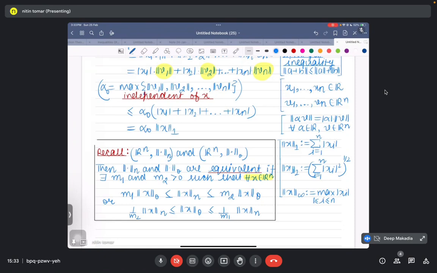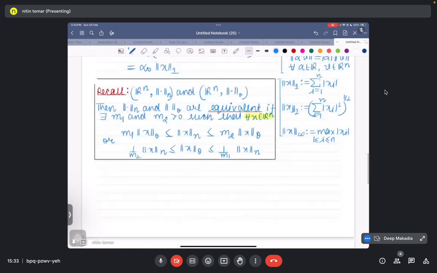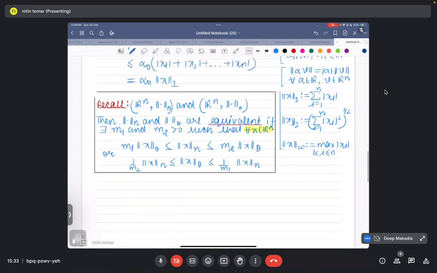We saw there that these three norms are equivalent, right? Yes. Biswajit, what we proved in the last class, I will write the result. This we proved actually.